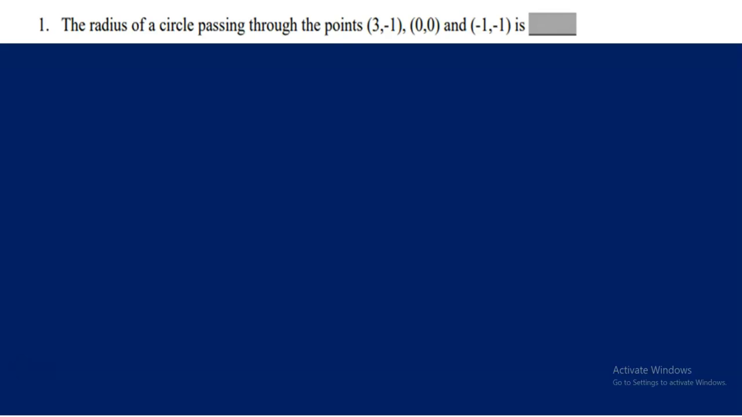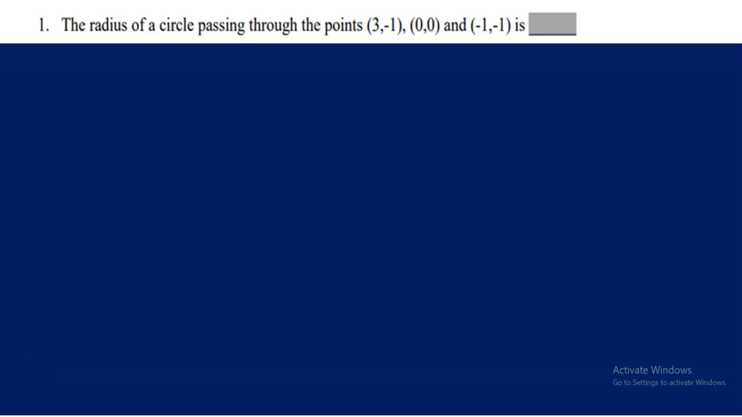So the first fill in the blank question says, find the radius of a circle passing through the points (3, -1), (0, 0), and (-1, -1). So we are expected to find the radius of the circle, guys. Look, the 3 points lying on the circle are given to you.